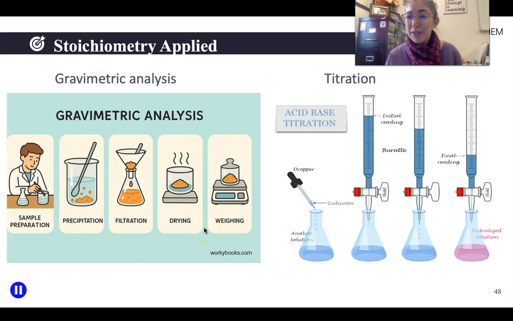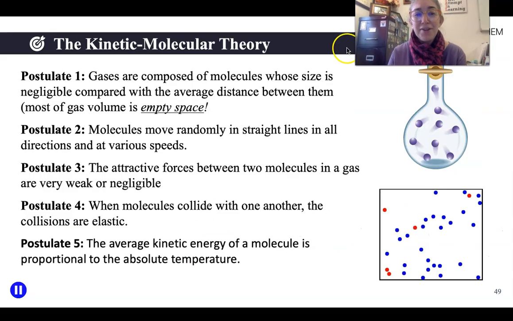We used stoichiometry last semester in gravimetric analysis, when we did a precipitation reaction, collected the precipitate on a piece of filter paper, dried it out, and were able to weigh and isolate it that way. Another way that we use stoichiometry is in titrations, and that's something we're going to do this semester with acids and bases. It's how we can determine the concentration of acids and bases using stoichiometry math.